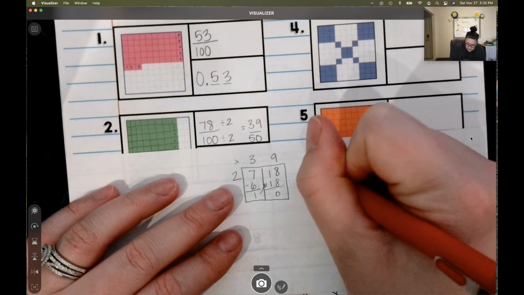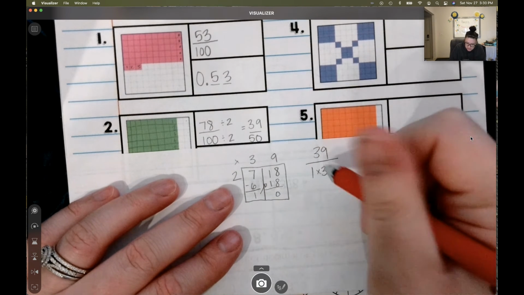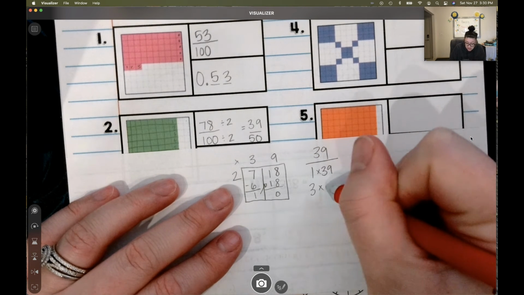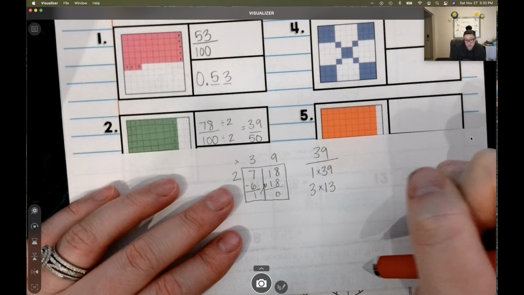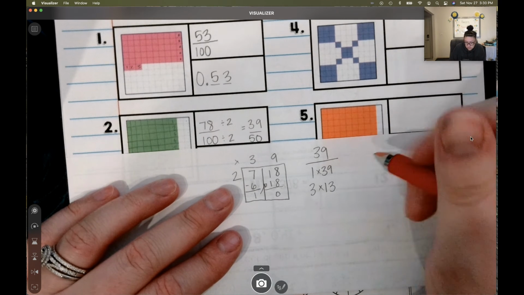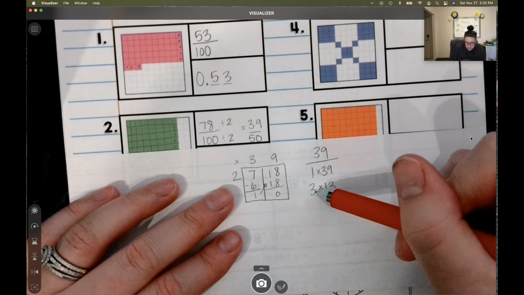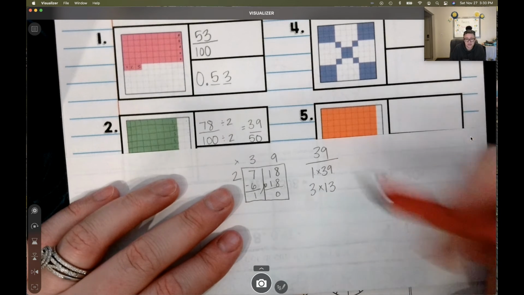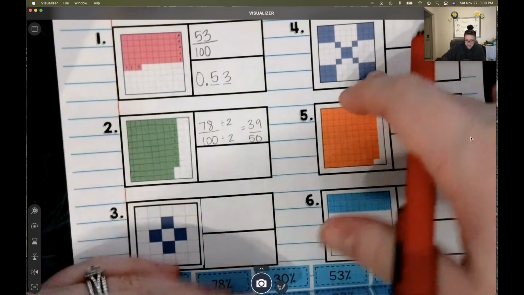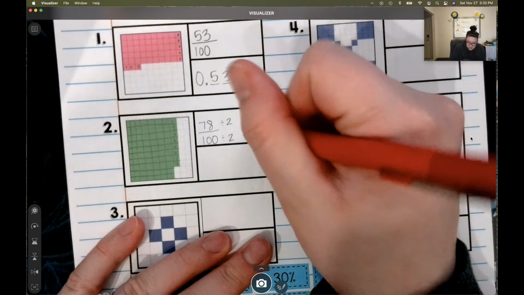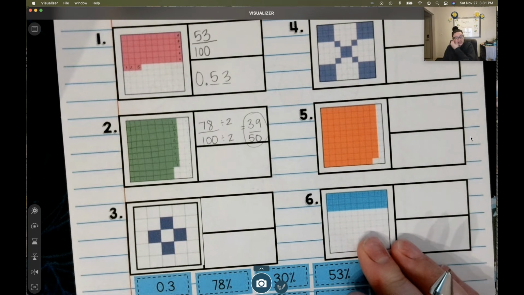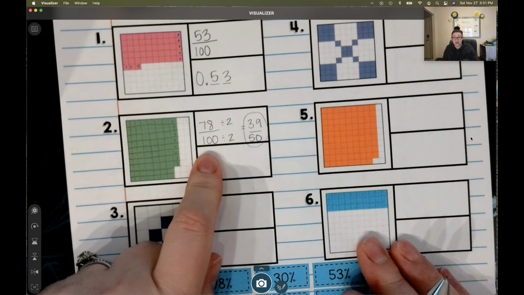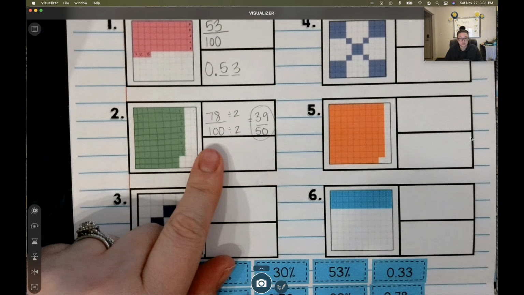To get 39, I can do 1 times 39. 2 doesn't work. I can do 3 times 13, but that's it. Does 1, 3, 39, or 13 go into 50? So that is our fraction in simplest form right here. That doesn't help us with our decimal, though. We need to see that original number for the decimal.